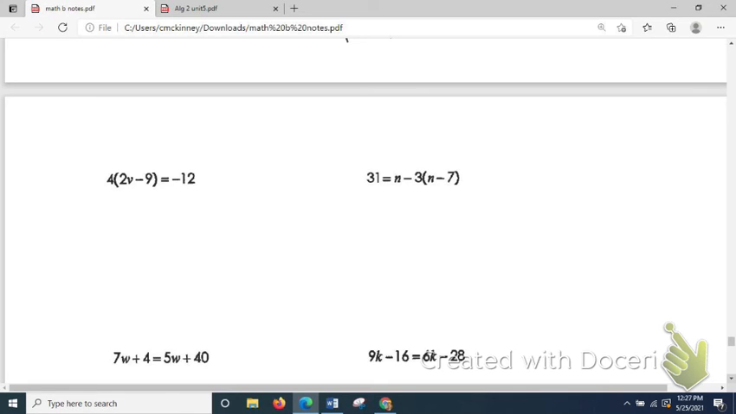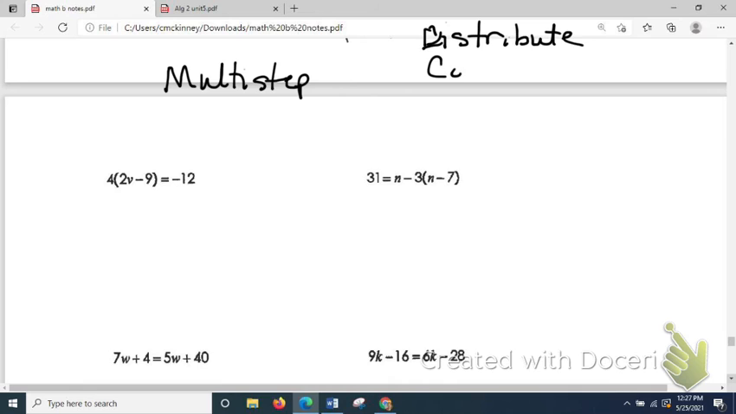Okay, a few more examples. These are multi-step equations. So for multi-step equations, when I only have variables on one side, well, either way, remember that we need to simplify things, we need to distribute, we need to combine like terms. This is on the same side.